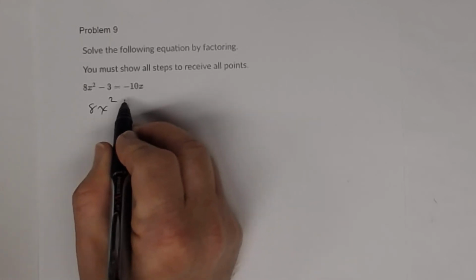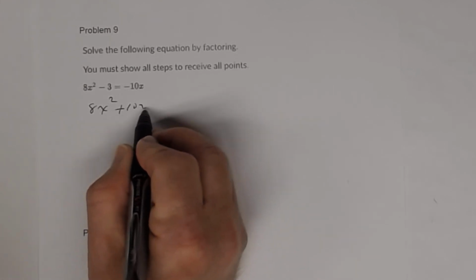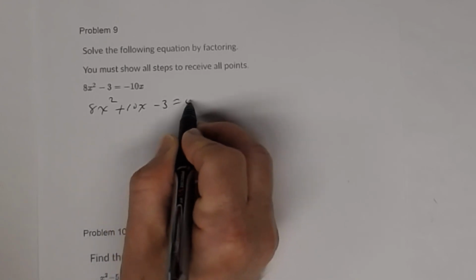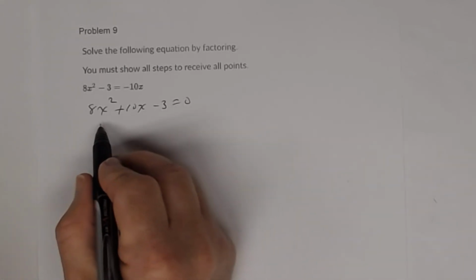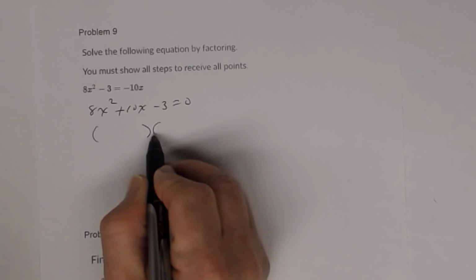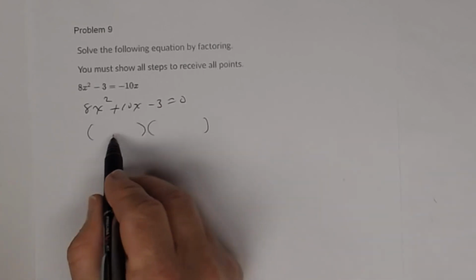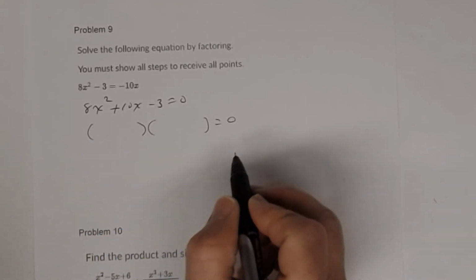So I'm going to bring the negative 10x over. So it'll become a positive 10x. And then minus 3 equals 0. Okay, now factoring. The GCF is 1, so I'm going to go ahead and factor as 2 binomials. Don't forget that's equals 0.